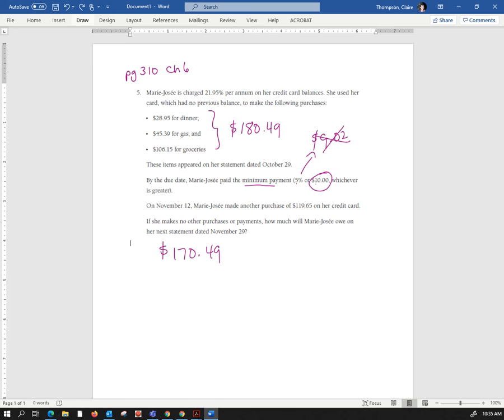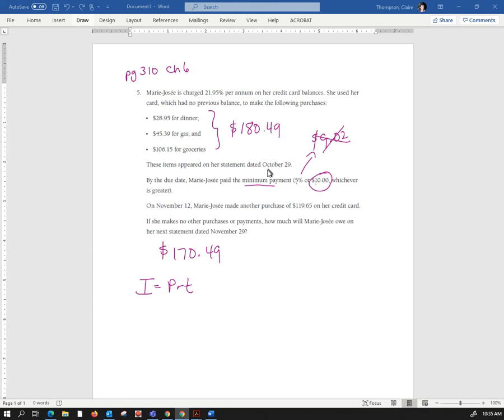$170.49. Our next step is to come up with our interest formula. Most of it's easy to fill in. We know that our principal is $170.49. Our rate is 21.95%. And then the challenging part is to figure out the time.